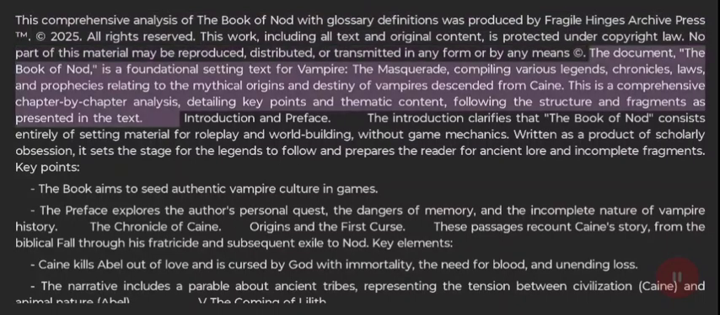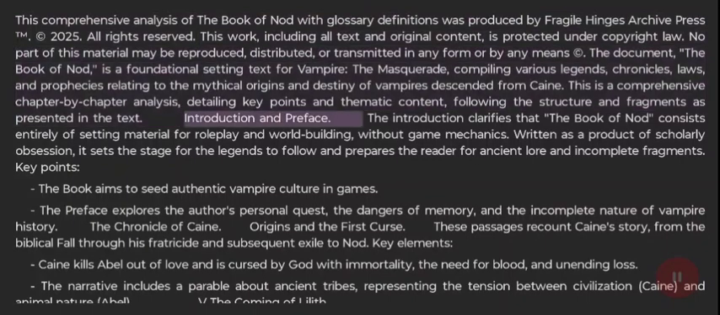The document, the Book of Nod, is a foundational setting text for Vampire: the Masquerade, compiling various legends, chronicles, laws, and prophecies relating to the mythical origins and destiny of vampires descended from Cain. This is a comprehensive chapter-by-chapter analysis, detailing key points and thematic content, following the structure and fragments as presented in the text.